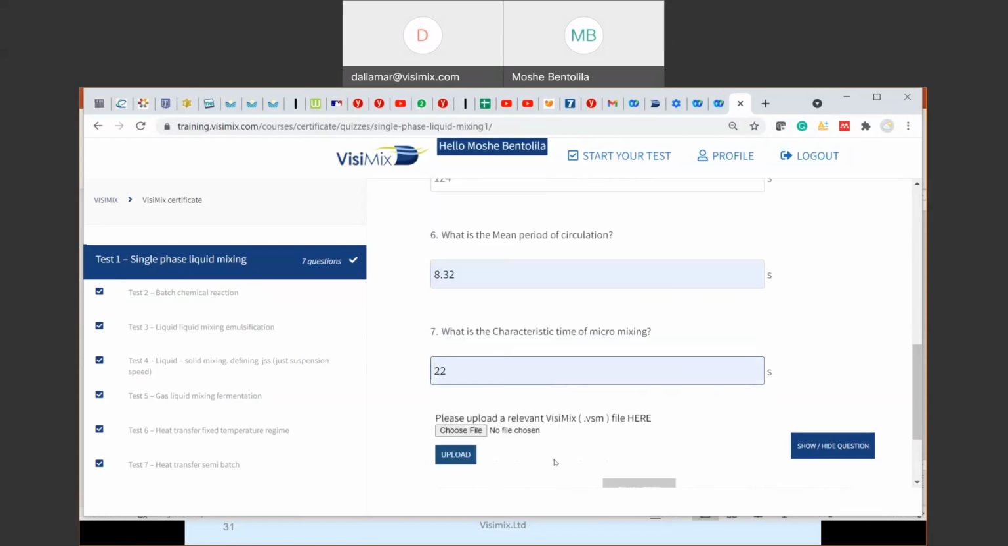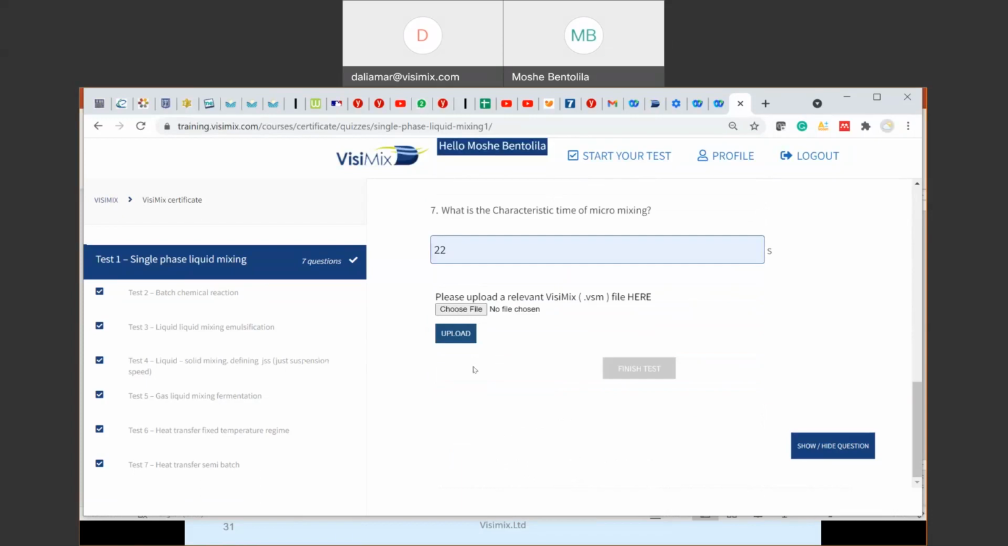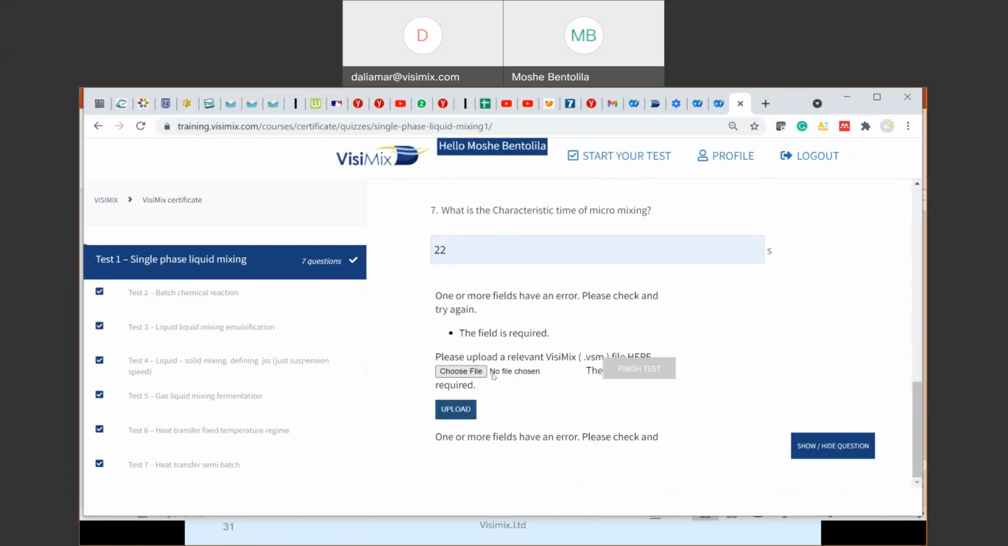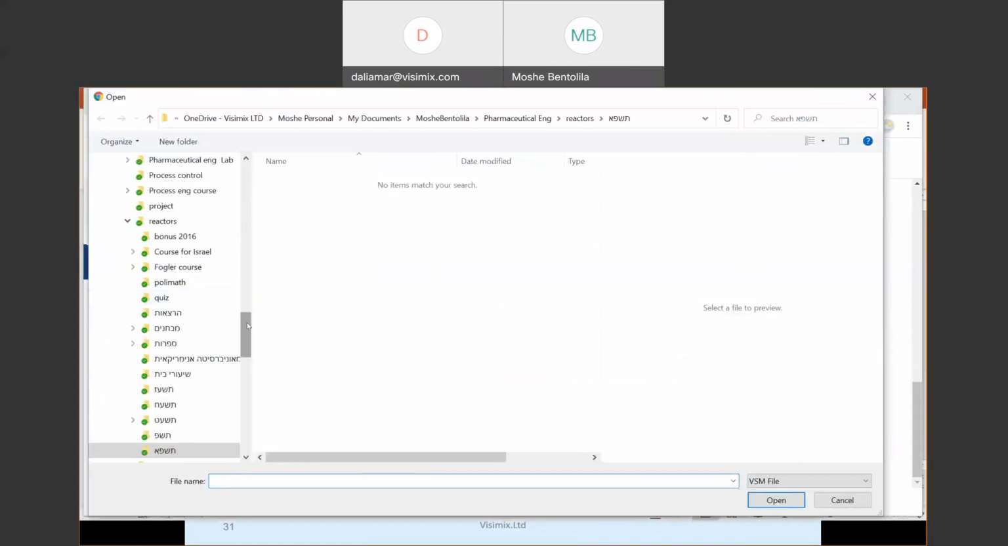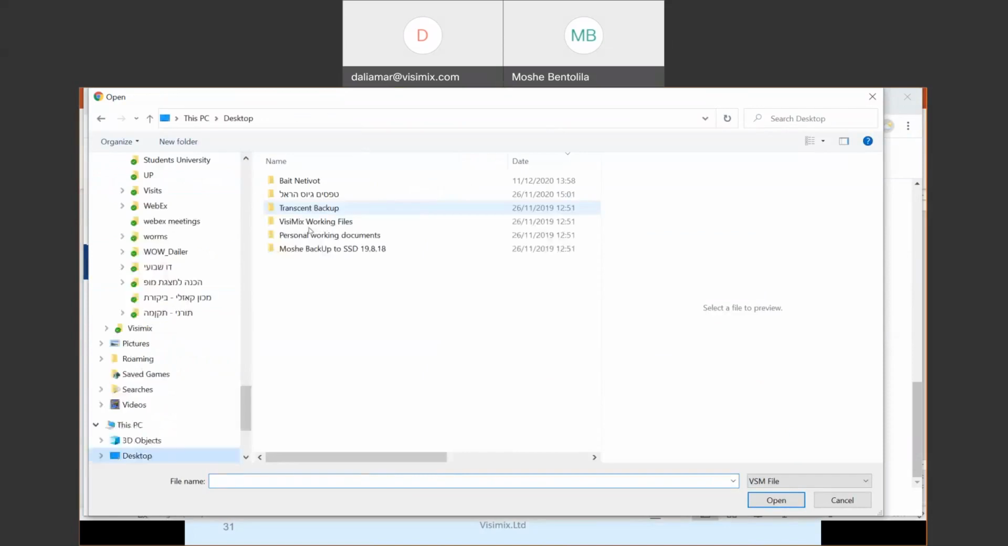Okay. We need to upload the VisiMix file. If you don't upload, you will not get the certification. We need to see the file that you use. Okay. Ready to use, of course. And once you upload the VisiMix file, we will be able to choose the file. Maybe naming that I have here.